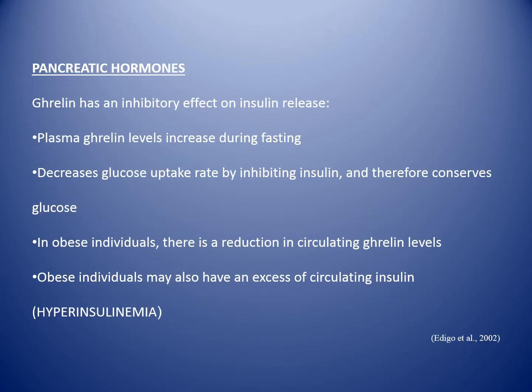Of course, ghrelin also has an effect on the pancreatic hormone. It has an inhibitory effect on insulin release. Plasma ghrelin levels increase during fasting, and this decreases glucose uptake by inhibiting insulin, so therefore it conserves glucose. In obese individuals, there may be a reduction in circulating ghrelin levels, and they also therefore may have an excess of circulating insulin, which is called hyperinsulinemia. So we've seen this before in obese individuals. They have a lot of secretion of insulin, which decreases insulin sensitivity. So ghrelin may play a role in that.